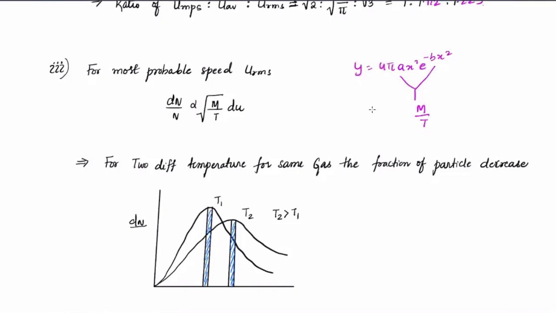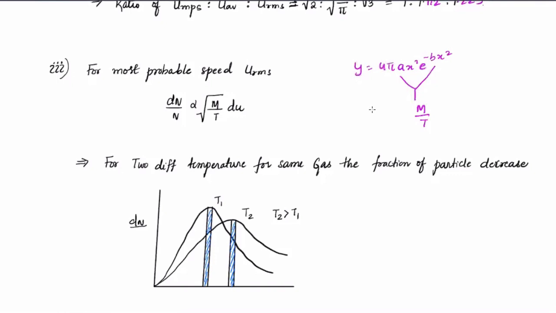So for example, if you have M by T value changed, okay, so imagine this. These two are at two different temperatures where T2 is greater than T1. So T2 is greater than T1 for the same gas. So which value will be more here?